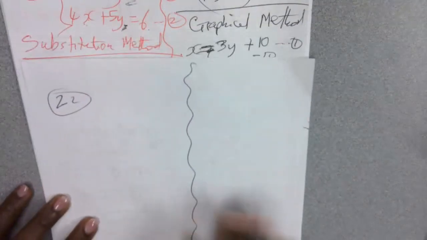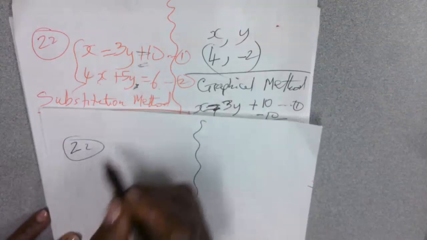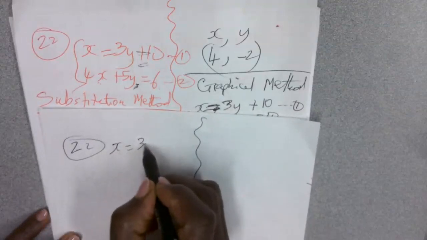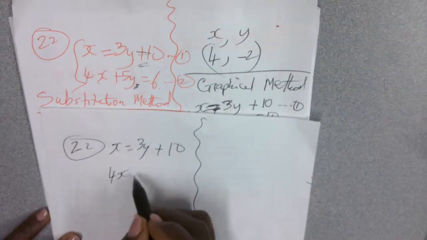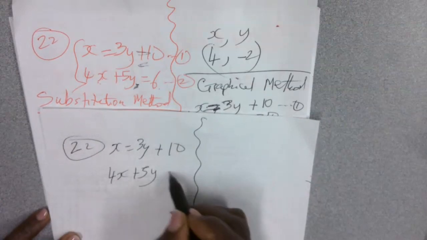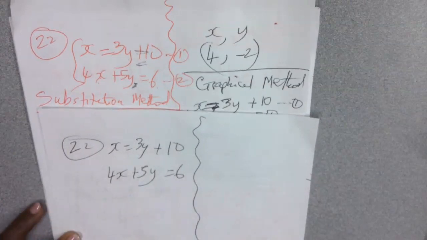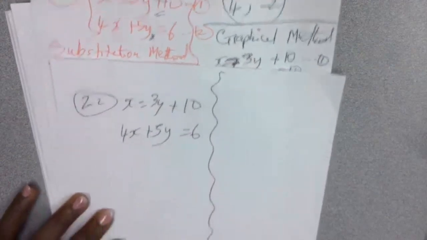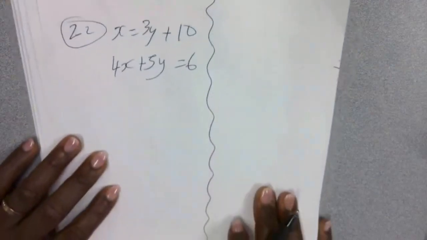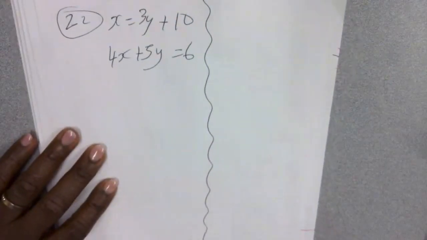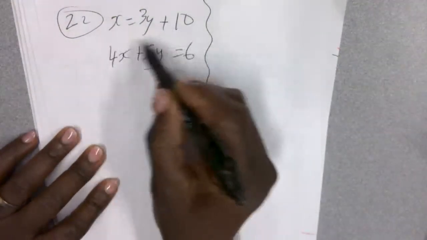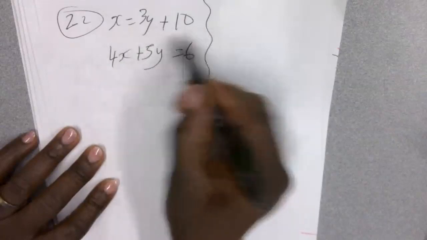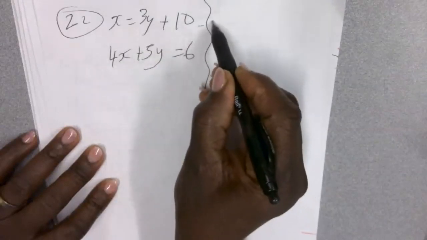So I'm going to copy the question down. x is equal to 3y plus 10. 4x plus 5y is equal to 6. But the question says solve by elimination method. All right? So we do that. But before I solve by elimination method, the question has to be in standard form. And it's not. Equation 1 is not yet.